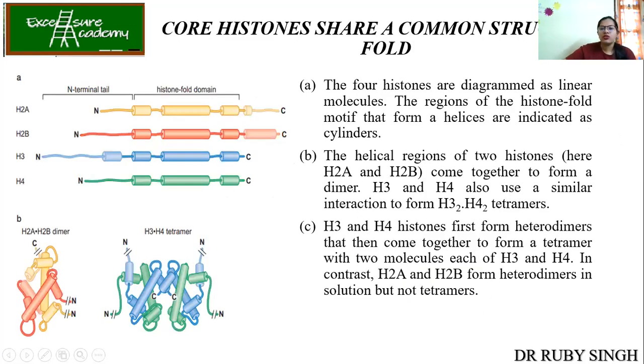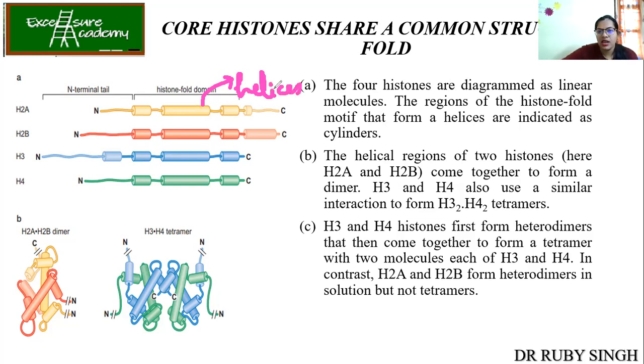Now, core histones share a common structural fold. Now, this is again a very important point. Guys, I can say that this lecture itself is very important because many questions can come from it. Okay, so let's discuss this in detail. So the four histones are there. They have been drawn linearly, so N terminal, C terminal. Now you can see here that the folds have been shown. That is called the histone fold motif. Now these folds, whenever you represent them like this, it means they are helices.